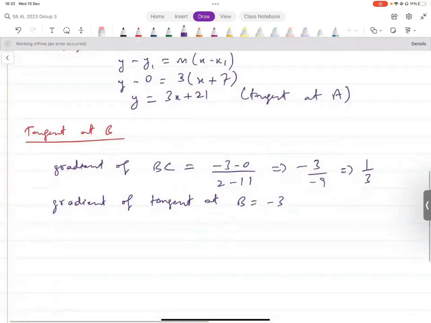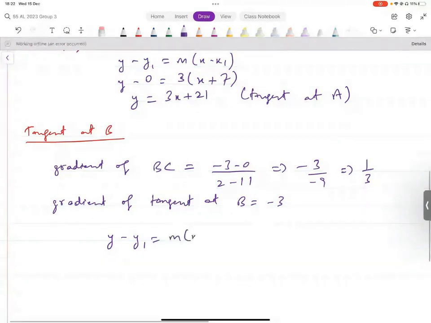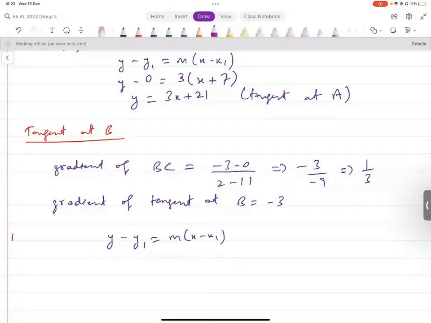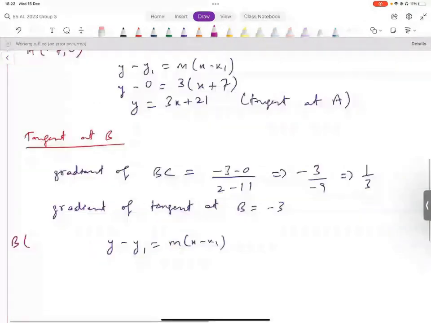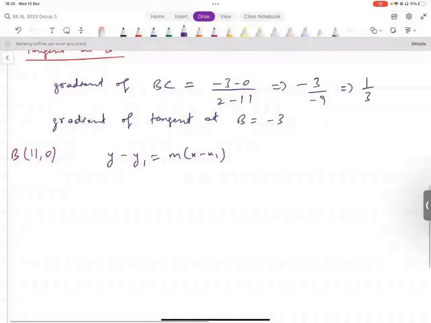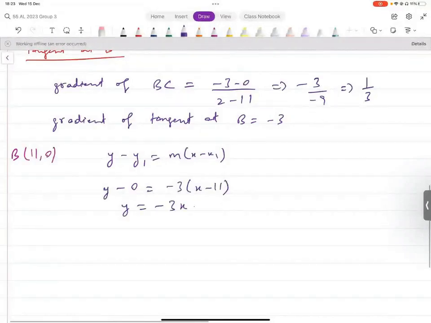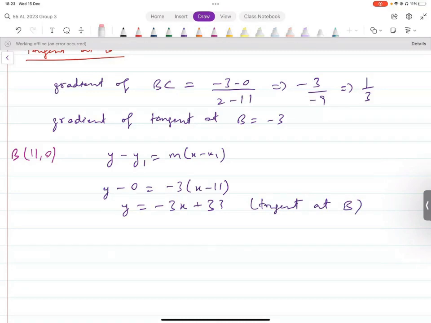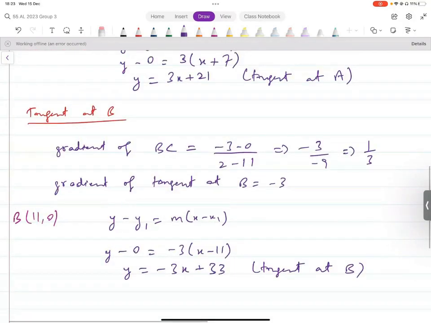तो equation उसकी क्या बन गई फिर? Y minus y1 equals m into x minus x1. You know the point already. The point B has coordinates (11, 0). ठीक है, आपने सिर्फ वैल्यूज इनपुट करनी है इसके अंदर। y minus 0 equals -3 into x minus 11, and that gives you y equals -3x plus 33. This is the equation of the tangent at the point B. ये आपके पास B के ऊपर टेंजेंट की इक्वेशन आ गई। ठीक है, दोनों टेंजेंट्स आपने निकाल लिए। Once you have both those equations, just solve them simultaneously. इन दोनों equations को simultaneously solve कर लें, you will get the coordinates of the point of intersection.